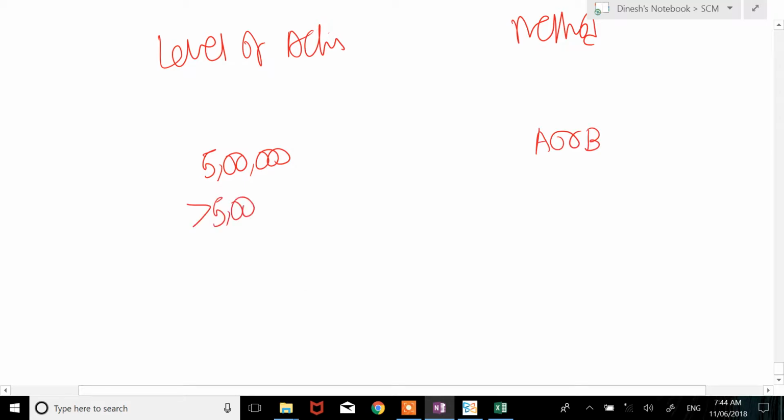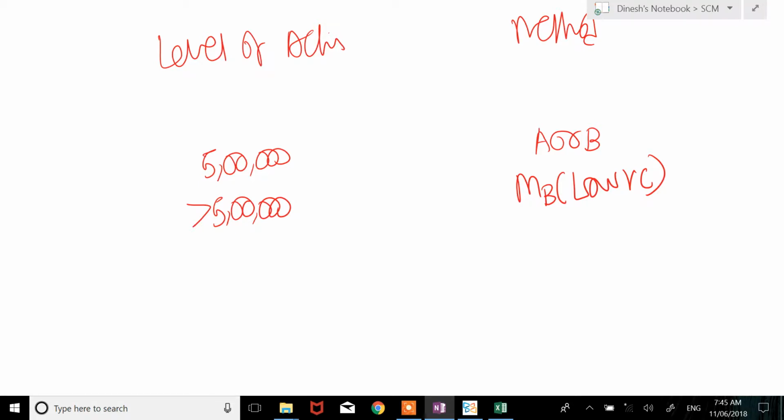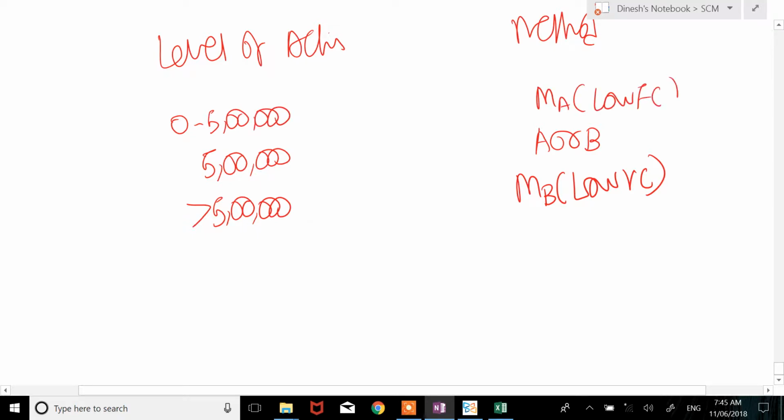Greater than 5 lakhs, which method is preferable? Method A or method B? Method B, in bracket low variable cost. And another proof for you is, if you look at 6 lakh units, method B would be making more profits. 0 to 5 lakhs, method A, low fixed cost. Any doubts in this? Below indifference point, it is low fixed cost. Above indifference point, it is low variable cost.